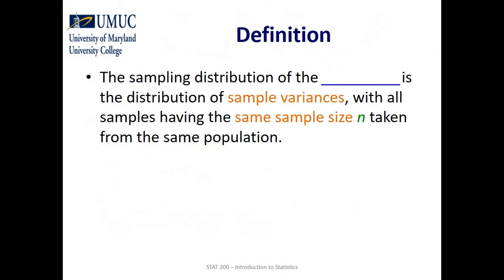Now, the sampling distribution of the variance is the distribution of sample variances with all samples having the same sample size n taken from the same population. So before we were talking about the mean, now we're talking about the variance.